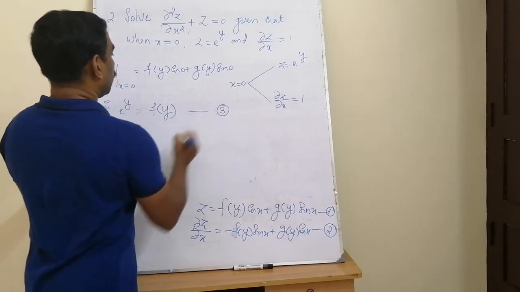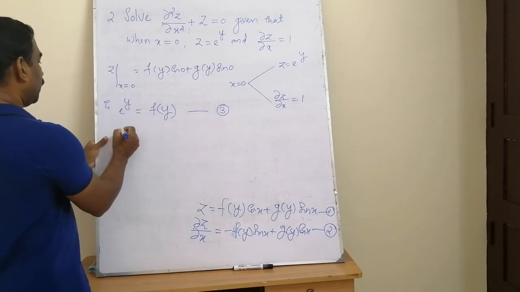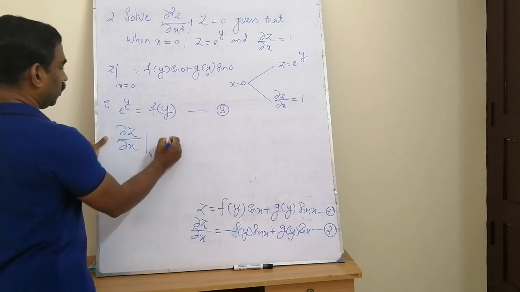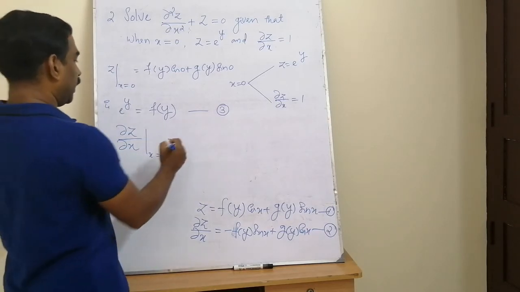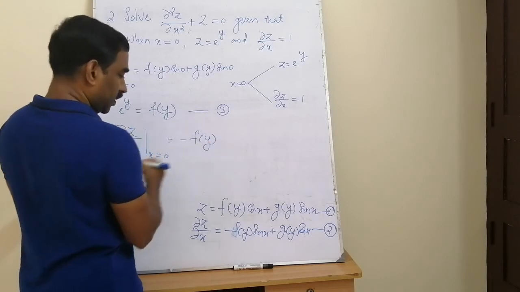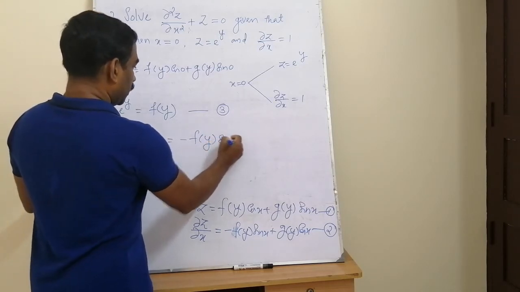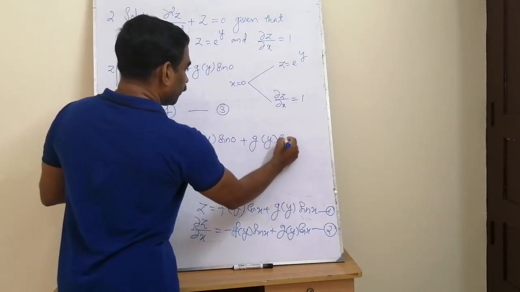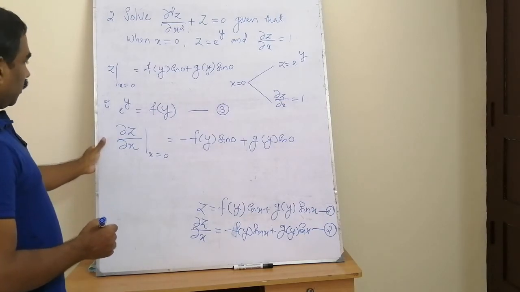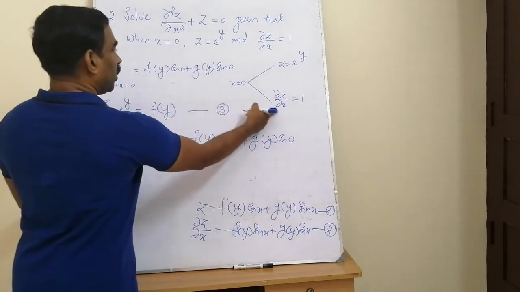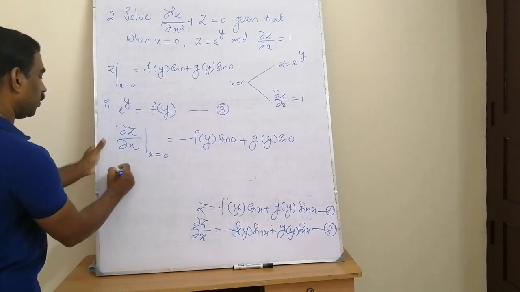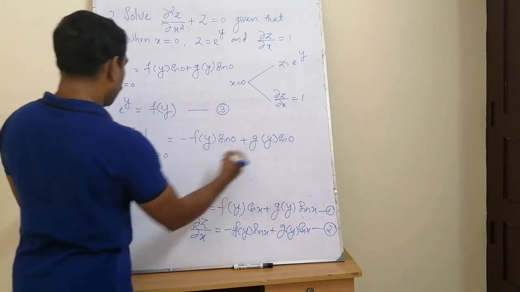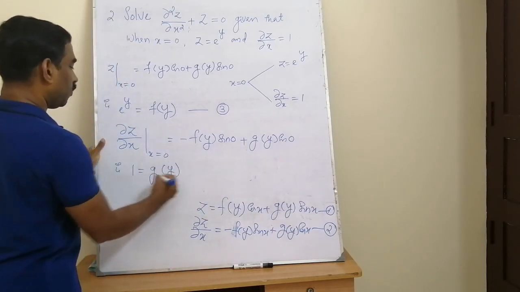This is equation number 3. And the second condition, that is the partial derivative dou z by dou x at x equal to 0, is minus f of y into sin 0 plus g of y into cos 0. What is dou z by dou x at x equal to 0? It is 1. That is, 1 equal to minus f of y into sin 0 plus g of y into cos 0, that is g of y is equal to 1.